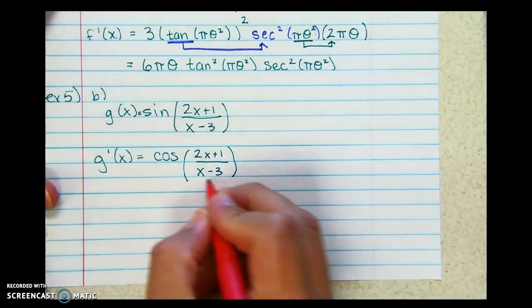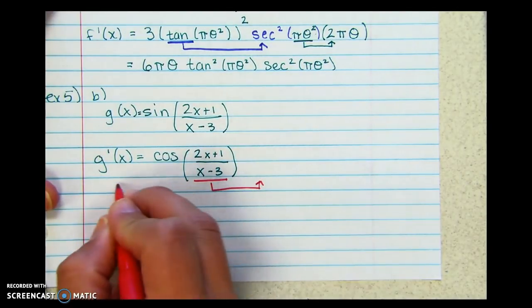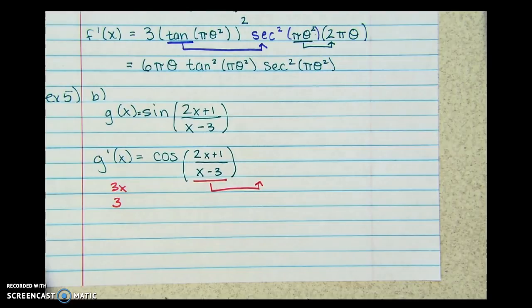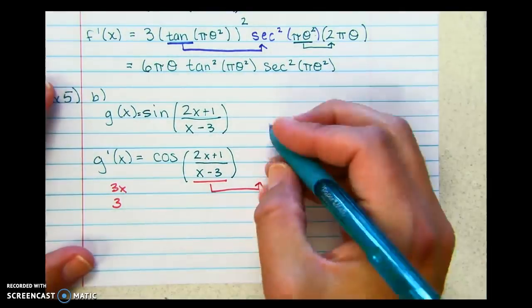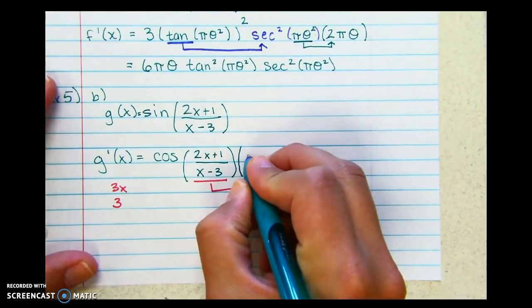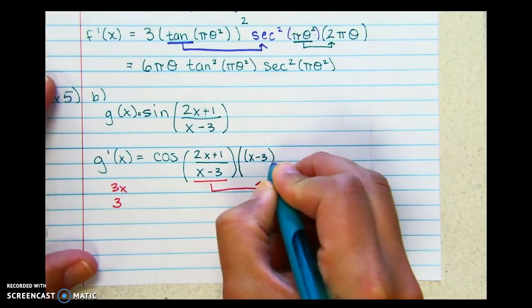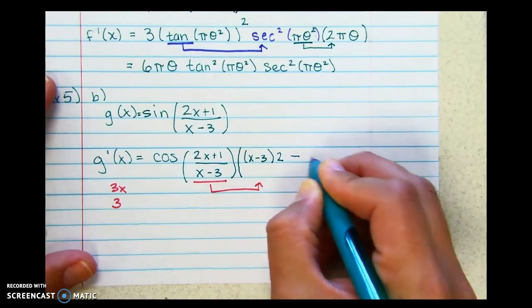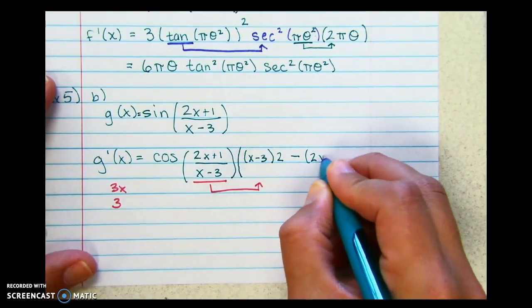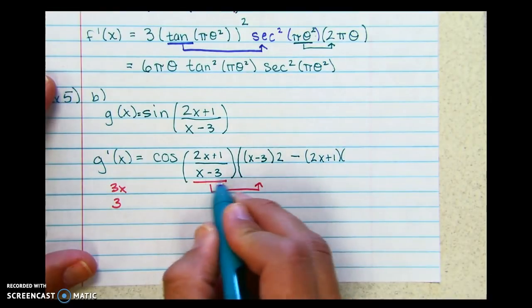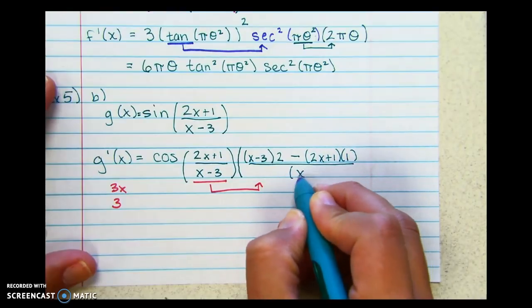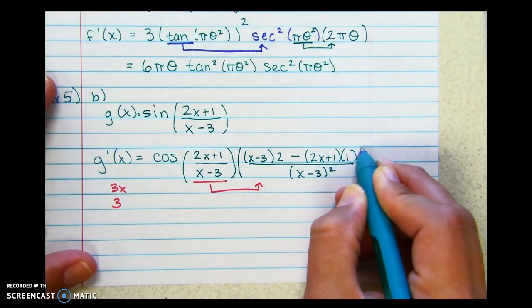Now, derivative of the inside. Hey, if it was just 3x, then the derivative of 3x would be 3. But it's not. It's a whole fun quotient we're going to do. You ready? Do you have a lot of room? Do you have patience? Do you have time? Here we go. Low d high, derivative of 2x plus 1, 2, minus high d low, derivative of the denominator, it's just 1, all over low squared.